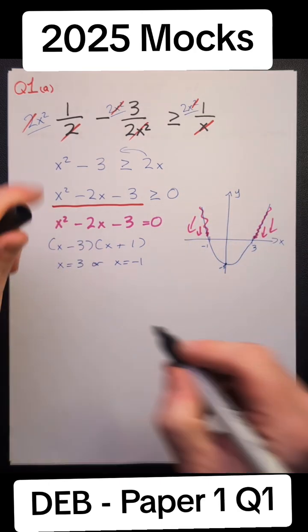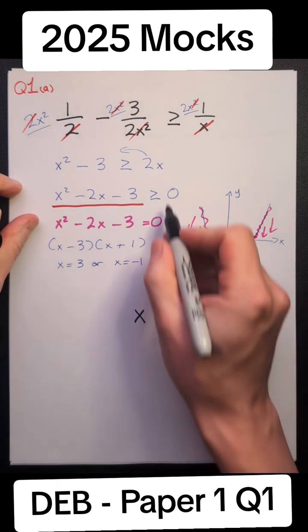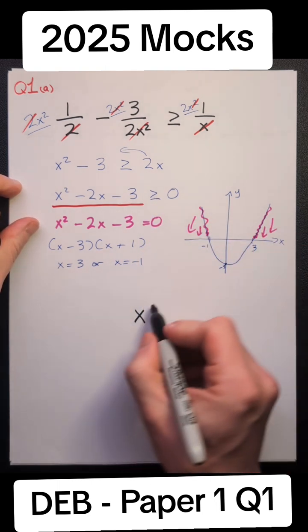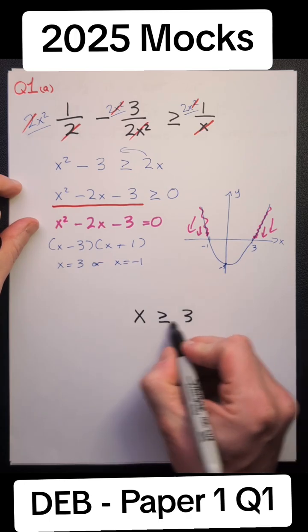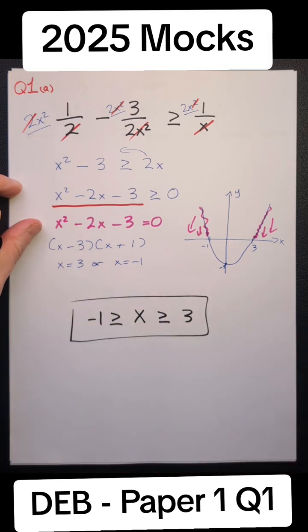So actually, my answer is going to be easy enough now. When it goes out this way, it's above 0, but we have the greater than or equal to sign. So when x is greater than or equal to 3, or less than or equal to minus 1. And that's your answer for the first part.